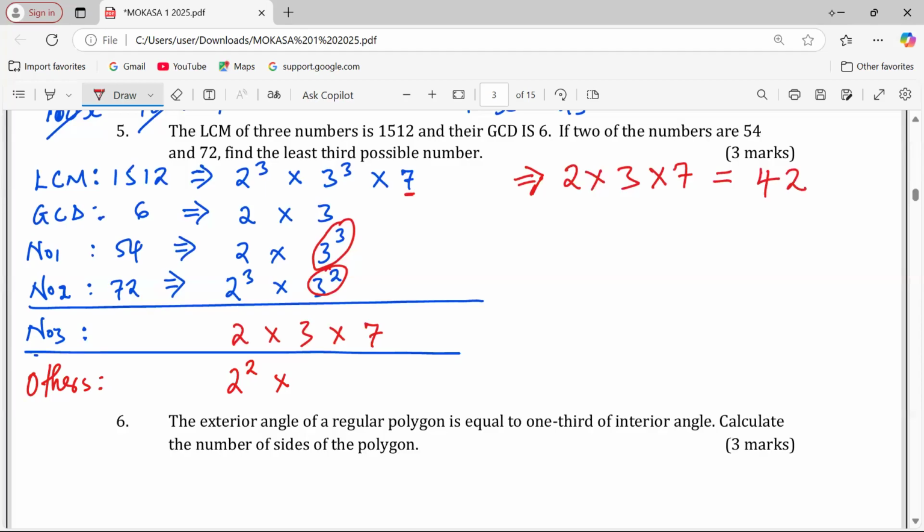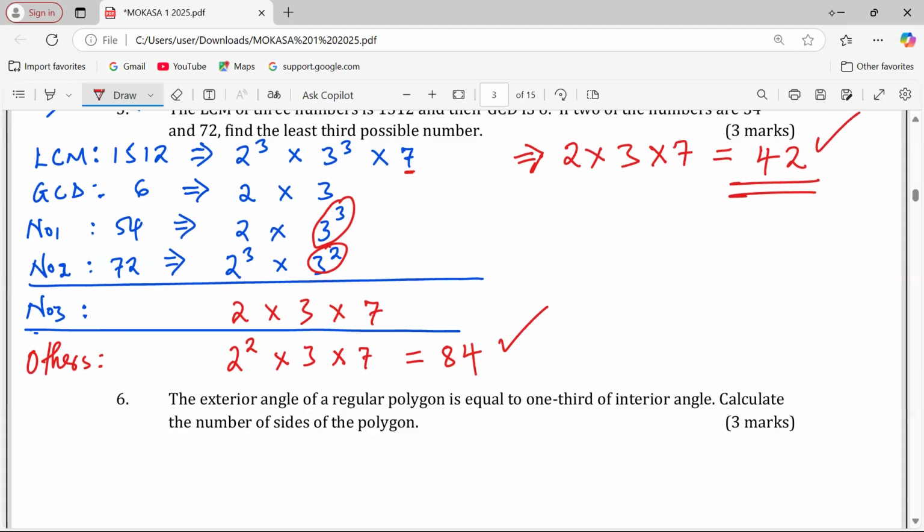Then the incoming number must have 3 power 1. It cannot have 3 power 2. Then the number which is coming must have 7. So this is another possible number. This is 4 times 3, which is 12, times 7, giving us 84. So 84 is another possible number. But now that we wanted the list, then it is 42.